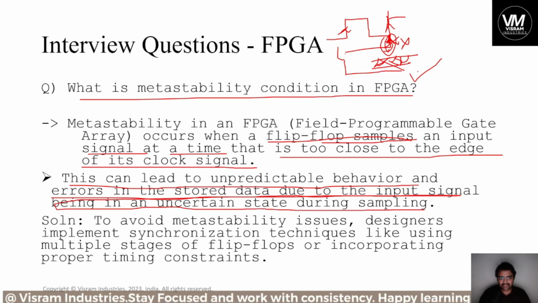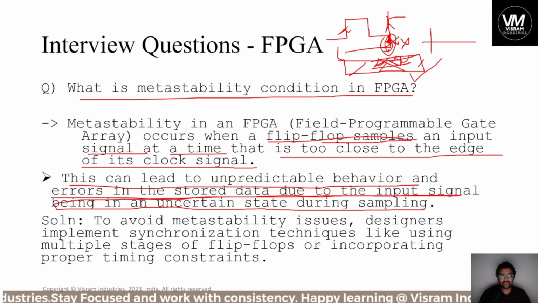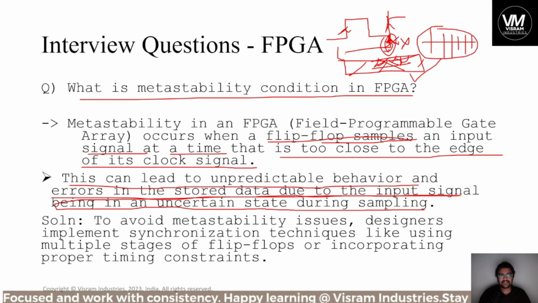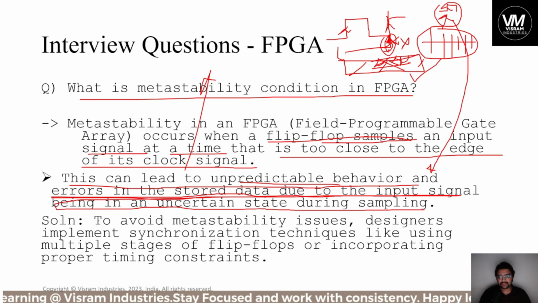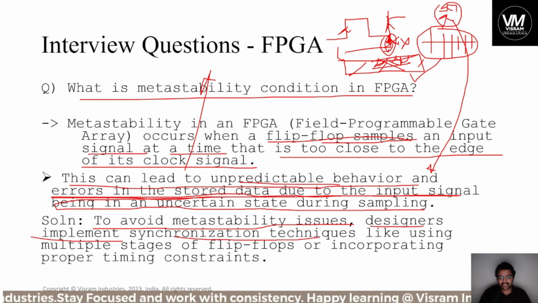So when the data is sampled through the flip-flop like this and all these samples get mixed up at one passage of the clock cycle, that condition gives unpredictable behavior and errors in the stored data due to the input signal. This is called metastability condition. What is the solution to avoid it? To avoid metastability issues, designers implement synchronization techniques.